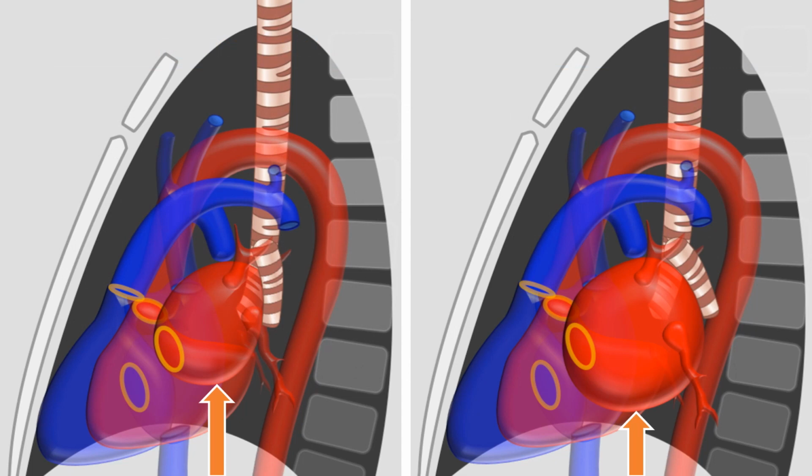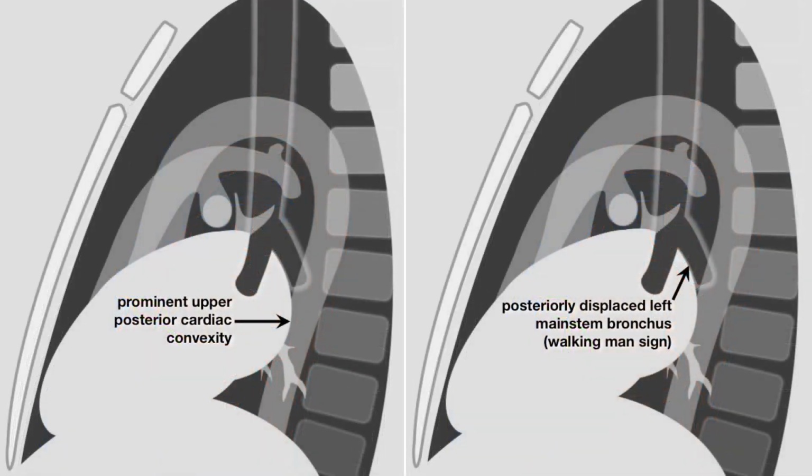In the left image, the size of the left atrium is normal. In the right image, the left atrium is enlarged. On lateral chest radiographs, an enlarged left atrium results in prominence of the upper posterior cardiac convexity and posterior displacement of the left mainstem bronchus, which is the walking man sign.